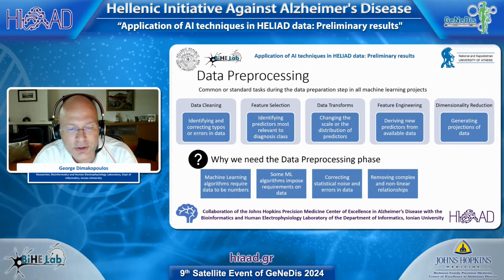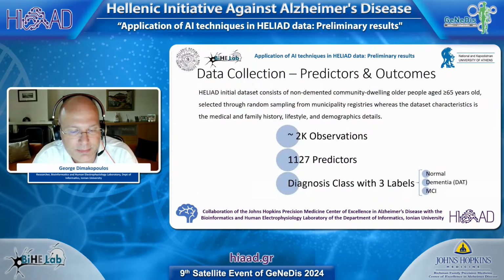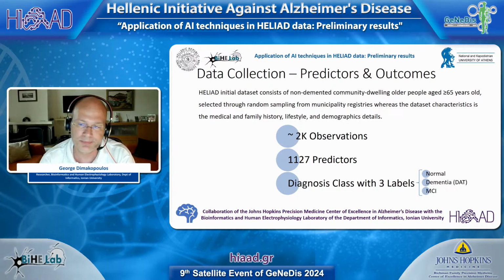Now, regarding the data collection, and in particular for the HELIAD dataset, we examine as part of data science approximately 2K case samples, which are the rows of the dataset. We also examined approximately 1.1K features, which are the columns or the predictors in the dataset. And for an outcome, we had 1 category target class with 3 labels prepared for classification modeling.